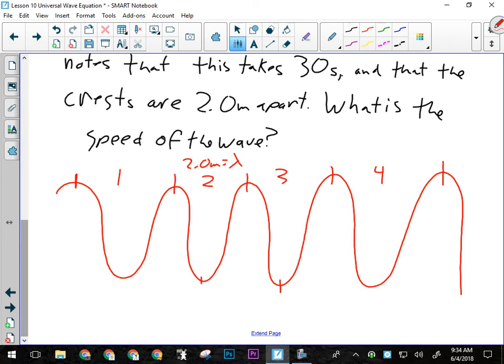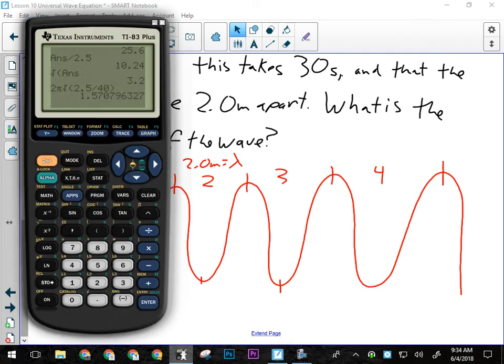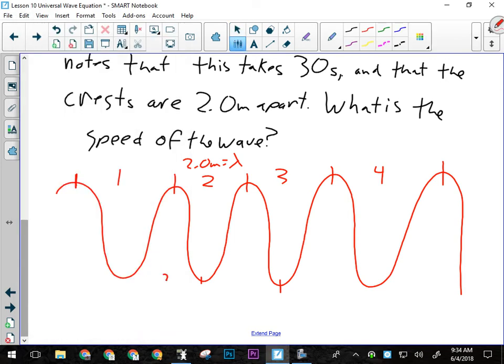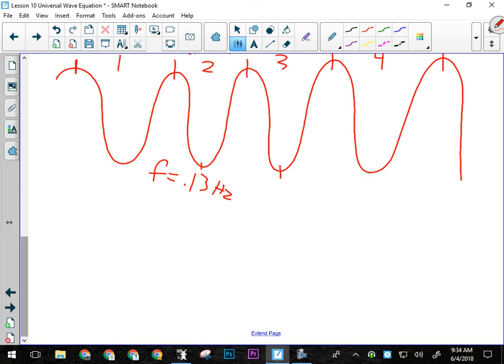That took 30 seconds. So I want to calculate the frequency. I'm going to go cycles per second. So I have 4 cycles divided by 30 seconds. Okay, so my frequency is 0.13 hertz. Now that I have that, F is 0.13 hertz. I could have also found period. It doesn't matter which way you do it. Now I can use this formula, V equals F times lambda. So that'll be 0.13 times 2 meters. That was our wavelength.